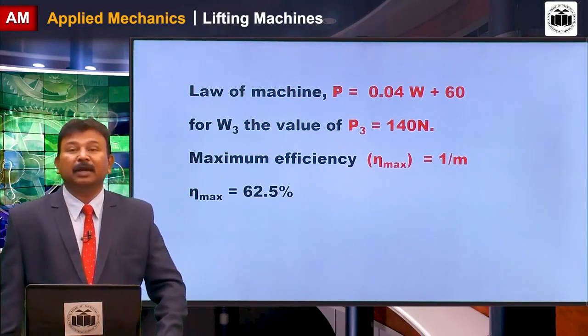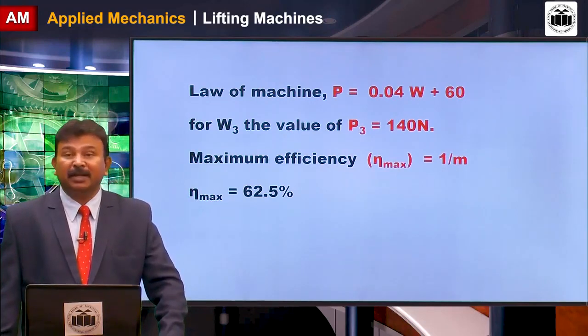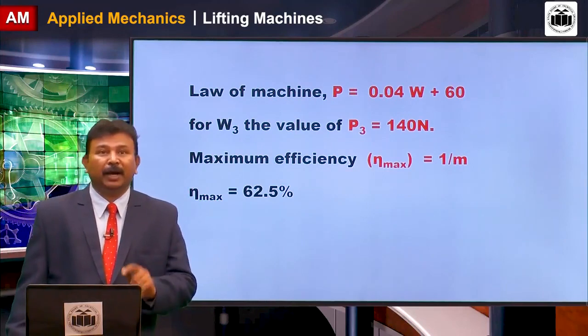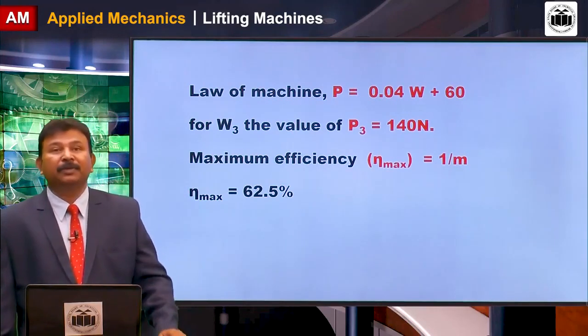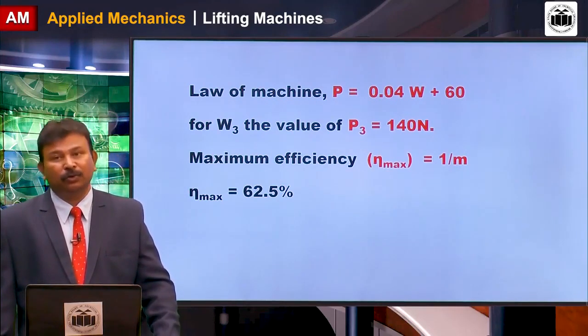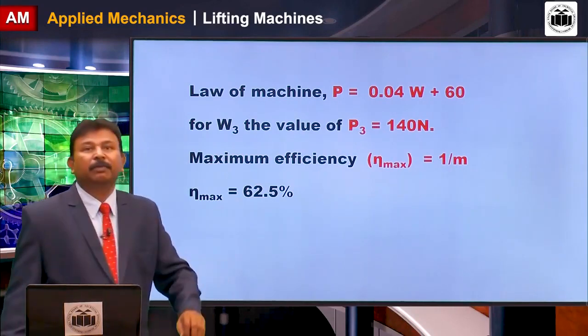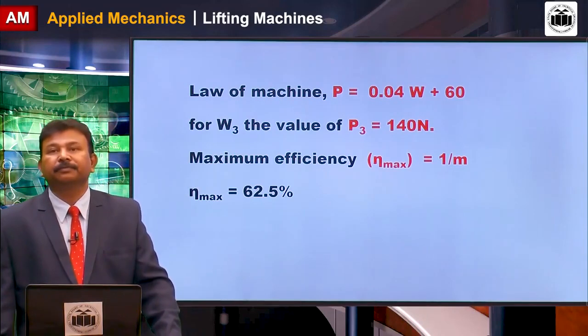Second important thing, maximum efficiency. It is maximum efficiency, so the formula is 1 upon m. Most of the time you calculate normal efficiency and you will get 0 marks. Always express efficiency in terms of percentage only.